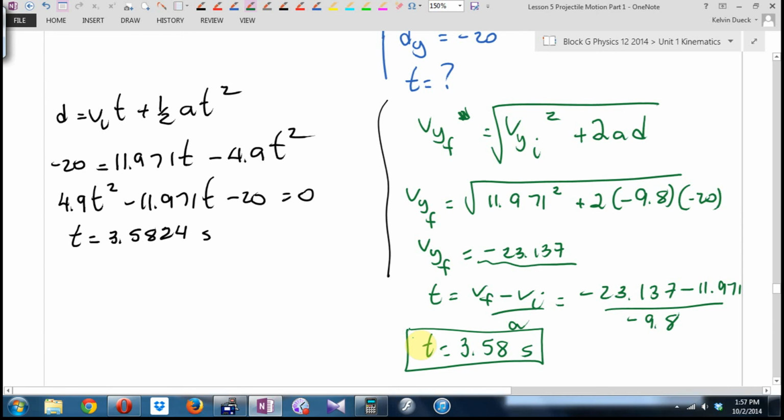Which one's faster? The one in black if you have a quadratic solver? Honestly, the one in black if you're good with the quadratic formula, even if you don't have a solver. I don't care which method you use. It's kind of six of one, half a dozen of the other.